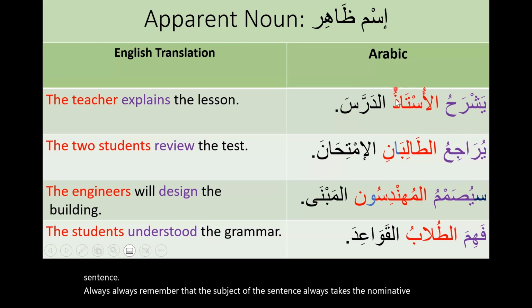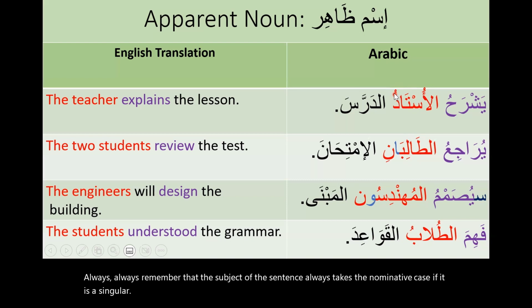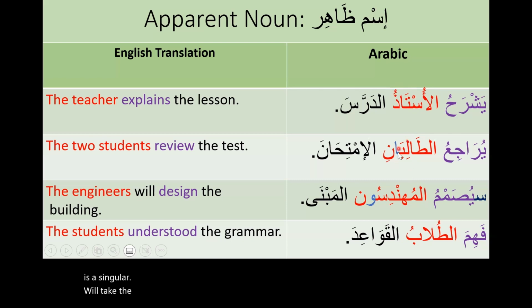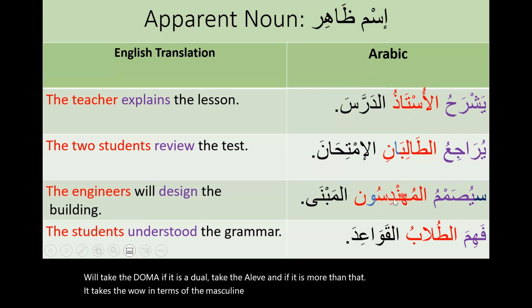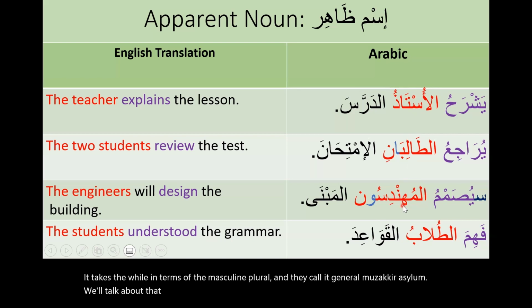If it is a singular, we'll take the Dhamma. If it is a dual, take the alif. And if it is more than that, it takes the wow in terms of the masculine plural, and they call it Jama' al-Mudhakkar as-Salim. We'll talk about that when I am talking about the plural.